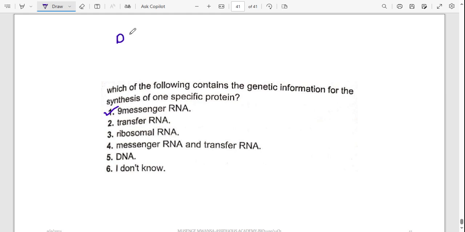So the information is found in DNA. This information found in DNA will now be taken to RNA because RNA is a carrier. And then specifically messenger RNA, because it has the messages for the synthesis of proteins. And then now you are going to go to proteins. So DNA stores the information, RNA is a carrier.